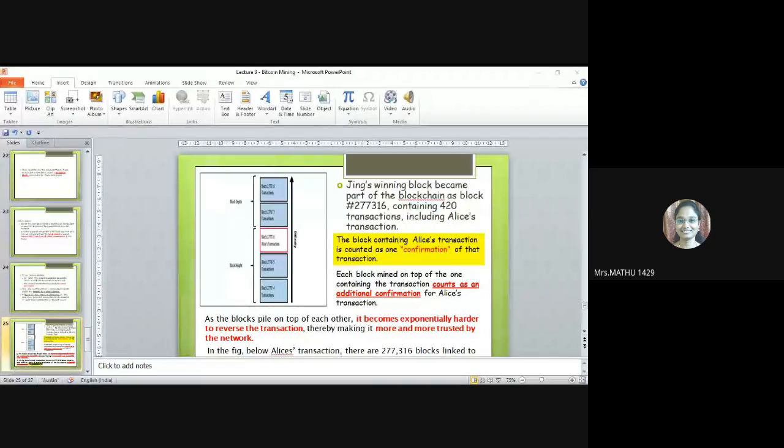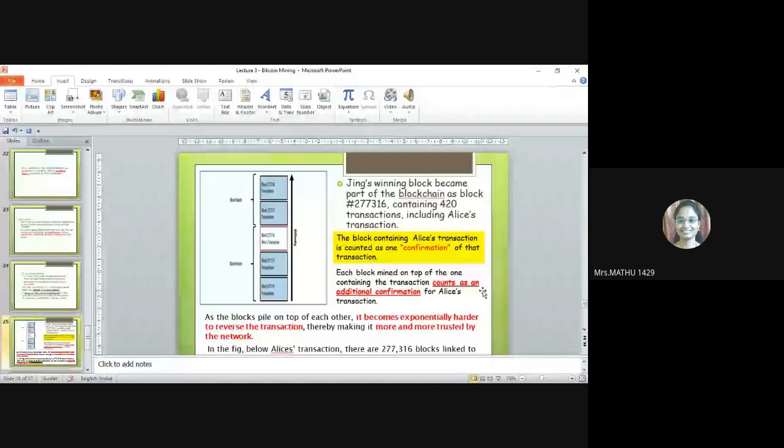So if you see this slide, we can see here this particular Bitcoin pool, they have worked on it and were able to solve that particular problem, and this becomes a winning block for them. The example block number given is 277,316. Now they have added this block into the blockchain along with all other blocks.